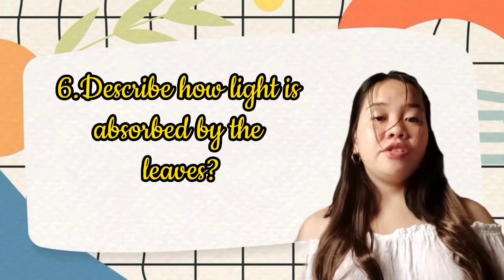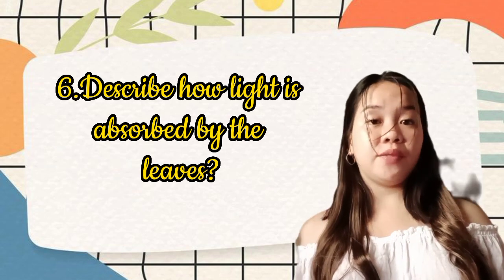Number 6. Describe how light is absorbed by the leaves. So the process of photosynthesis depends on the pigments in the plant leaves absorbing light. Chlorophyll A is the most significant of them, although B also has an impact. But there are other substances that contribute to the absorption. The observed rate of photosynthesis as a function of wavelength matches well with the absorption frequencies of chlorophyll A.